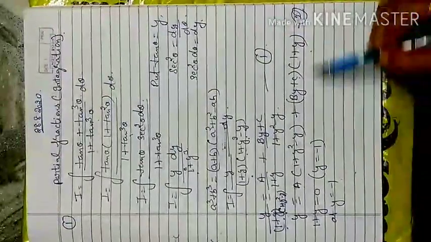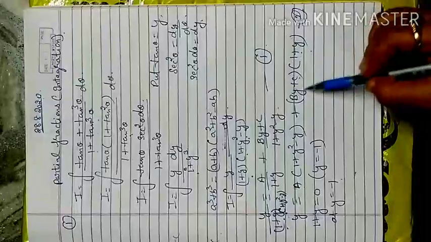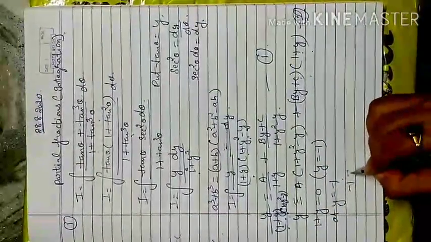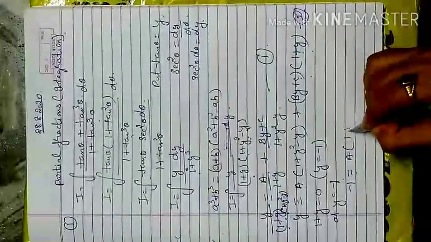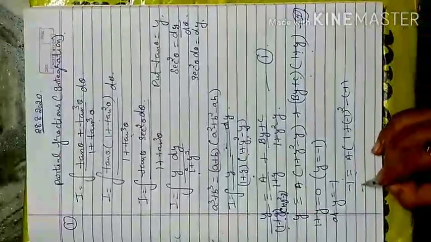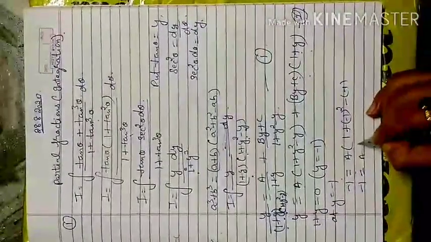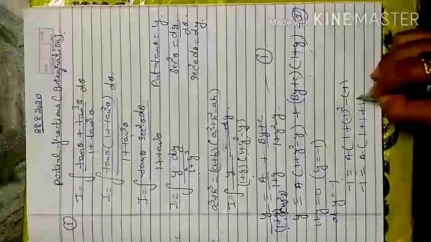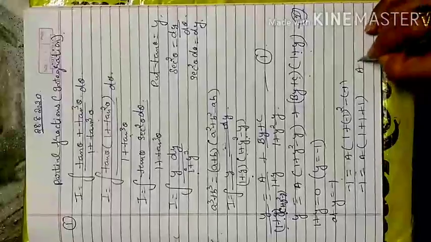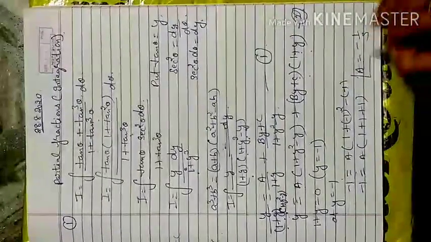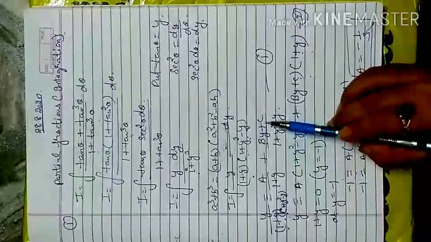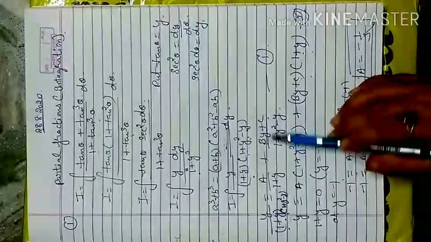If I substitute y is equal to minus 1 here, that whole term becomes 0, only this is left. So minus 1 equals a times (1 plus minus 1) whole square, then minus 1. That is minus 1 equals a times (1 plus 1), then plus 1. So that becomes 3, then my required value of a is minus 1 by 3. But I still have two variables left, b and c, so I still have to find the b and c values.